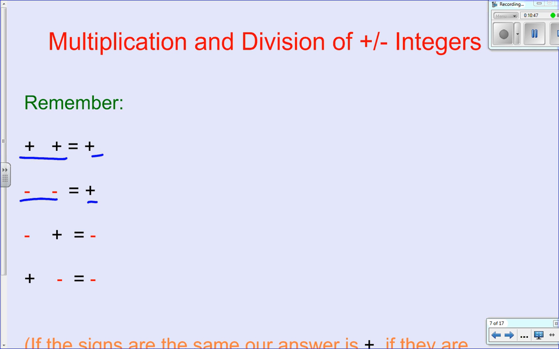Let me give you a few examples of that. So 3 times 5, both are positive. That gives me a positive 15. If I did a negative 3 times a negative 5, my answer would be positive 15, because a negative times a negative is a positive.